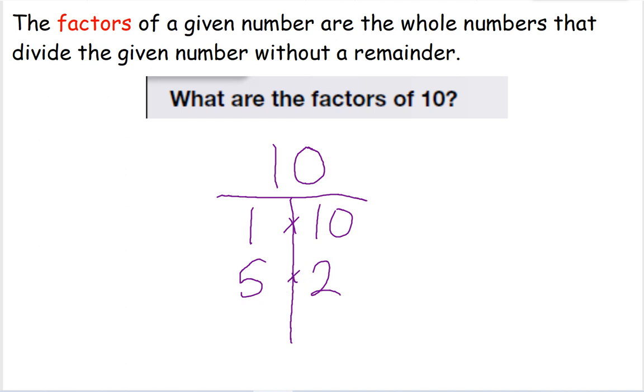We could also reverse these, we could say 2 and 5, but we don't need to list the numbers twice. So if I wanted to list the factors of 10, they would be 1, 2, 5, and 10. Now I listed these from smallest to biggest. That's not necessary, but it does help you to see if you're missing any.